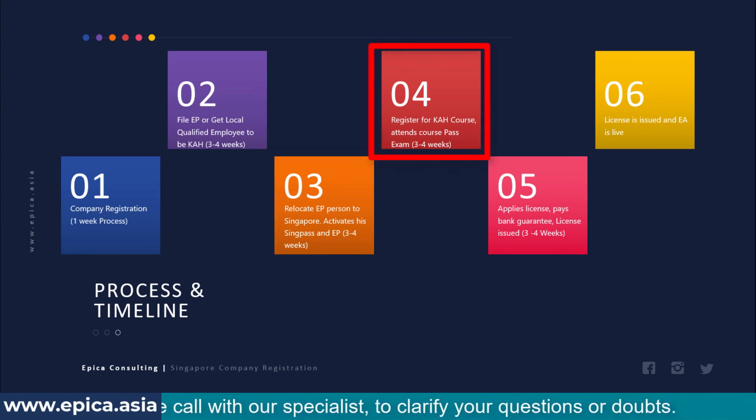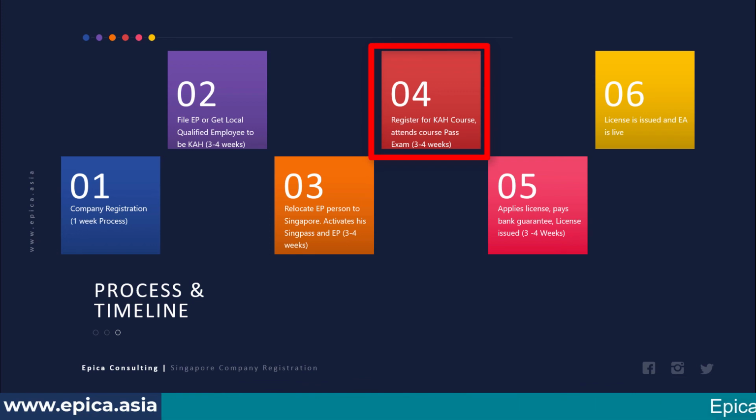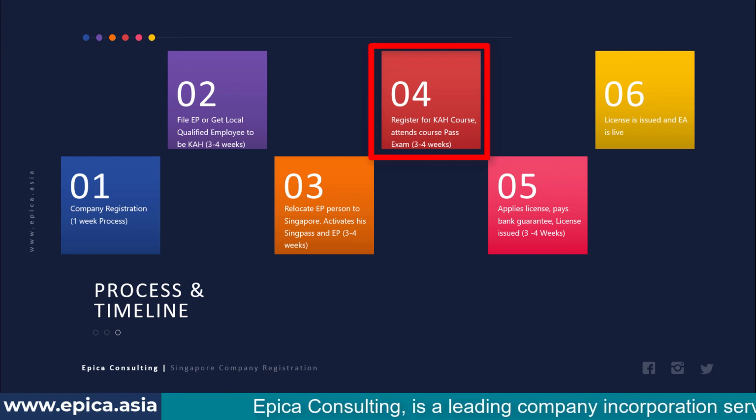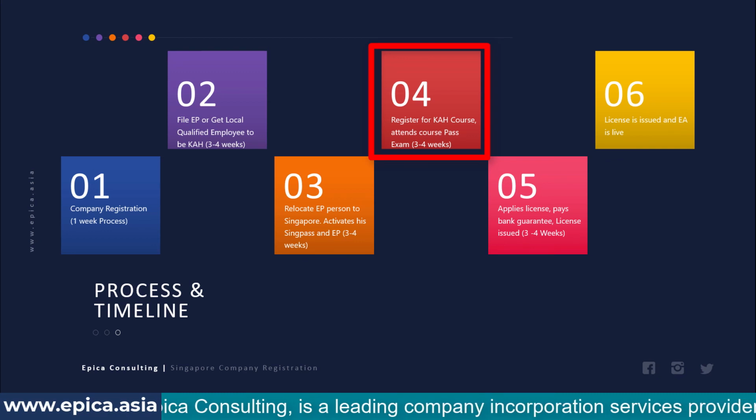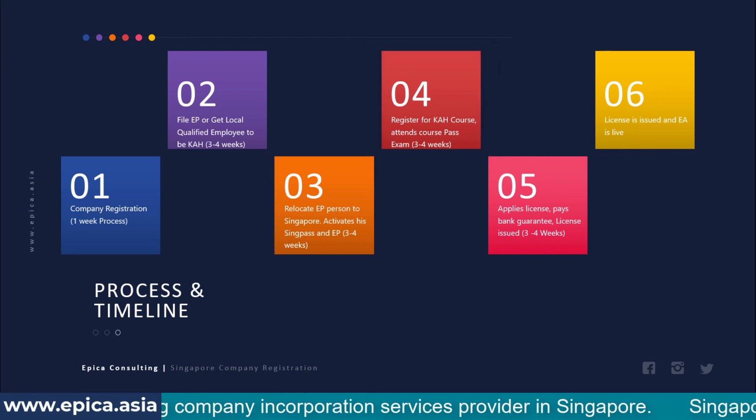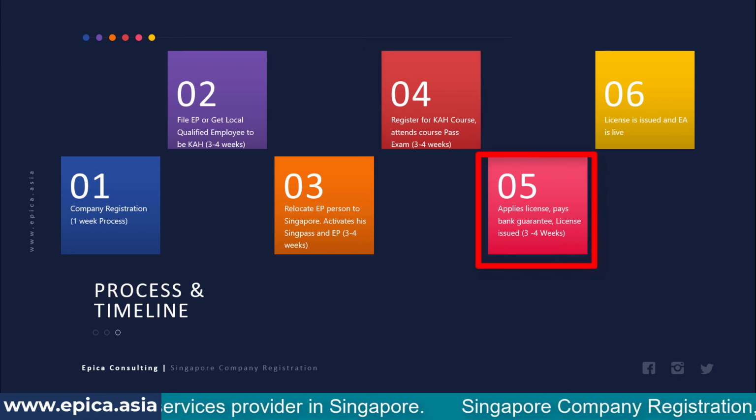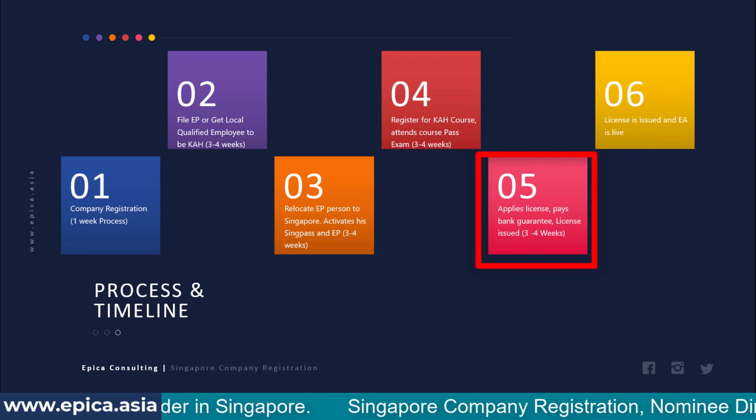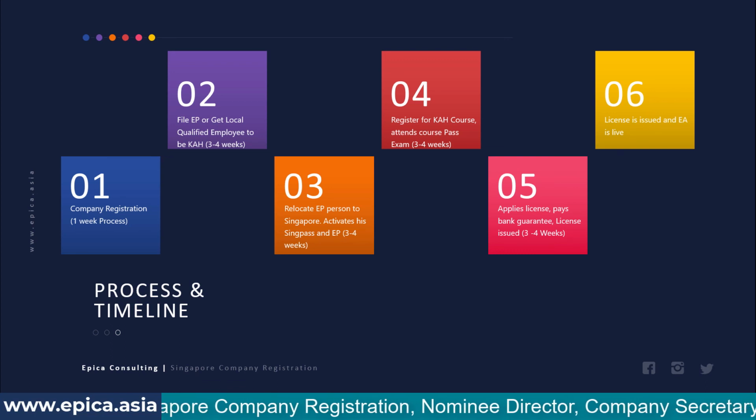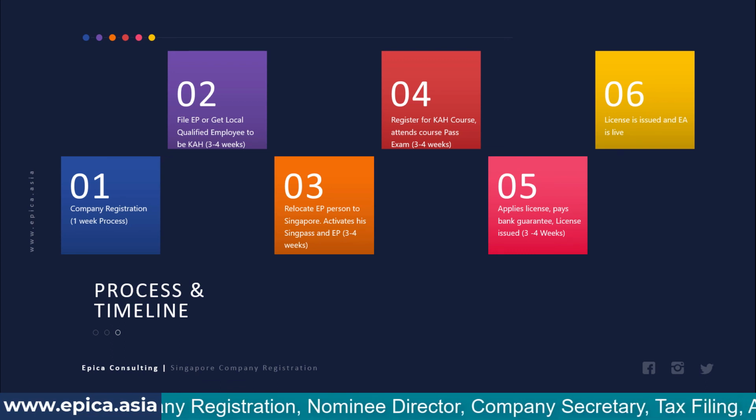Then in step 4, the person will register for the KH course, attend the course and pass the exam. This again is going to take 3 to 4 weeks, because examination dates are generally 2 times a month, so you will have to decide when to appear and a slot should be available. Once the course has been passed, you will apply for the license, pay the bank guarantee, and then the license will be issued, which generally can take 3 to 4 weeks. Step 6 is where the license is issued and the employment agency is live.